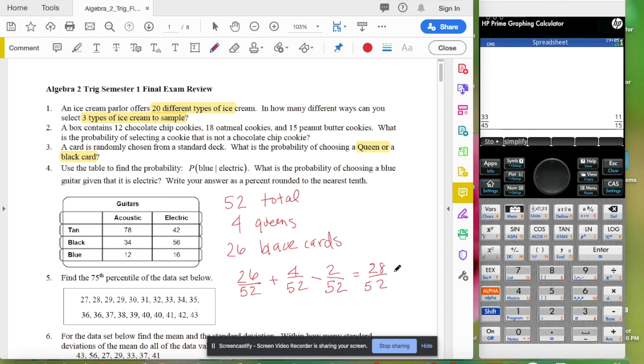And if we simplify that, we can do it in CAS mode on your calculator. 28 divided by 52 gets us 7 over 13. So the probability of selecting a queen or a black card is 7 out of 13. Look at that word or. That's your giveaway that we're going to be adding what we want and subtracting the doubles.